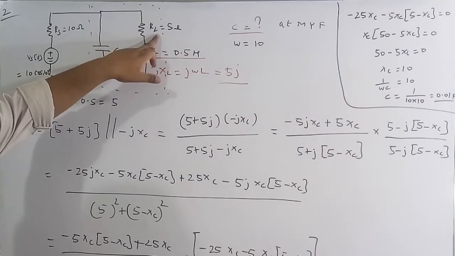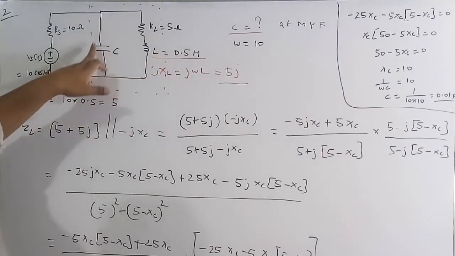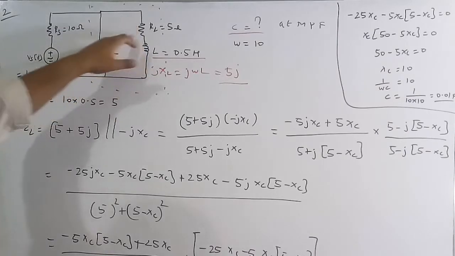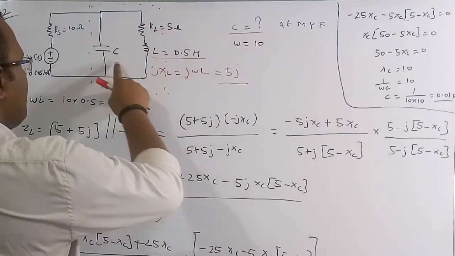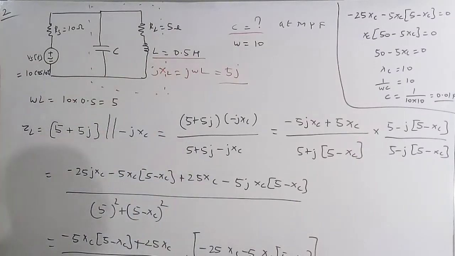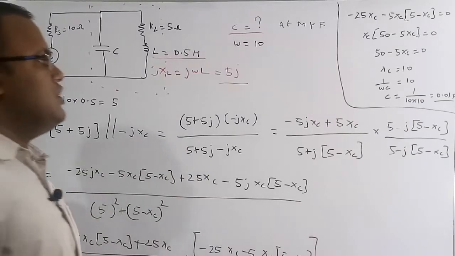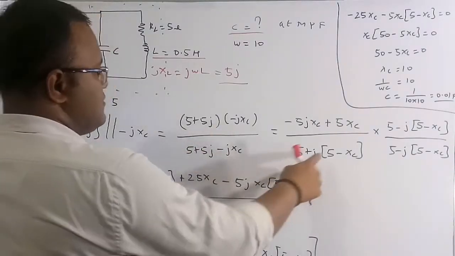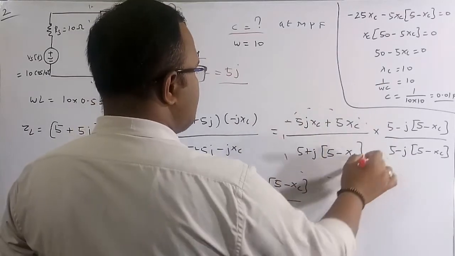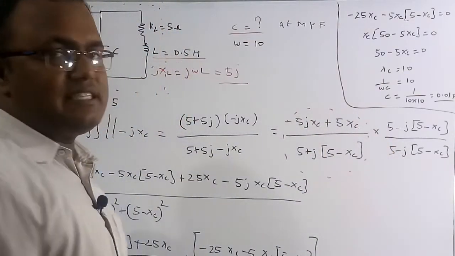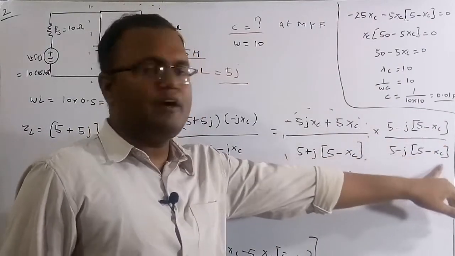Now this resistor RL and L are in series combination, but this C is in parallel with this. So the total impedance of this load is 5 plus 5J in parallel with minus JXC. So that is 5 plus 5J into minus JXC by 5 plus 5J minus JXC. If you do the multiplication, this is the thing we are going to get. Now I am going to do the rationalization, multiplying by 5 minus J into 5 minus XC.